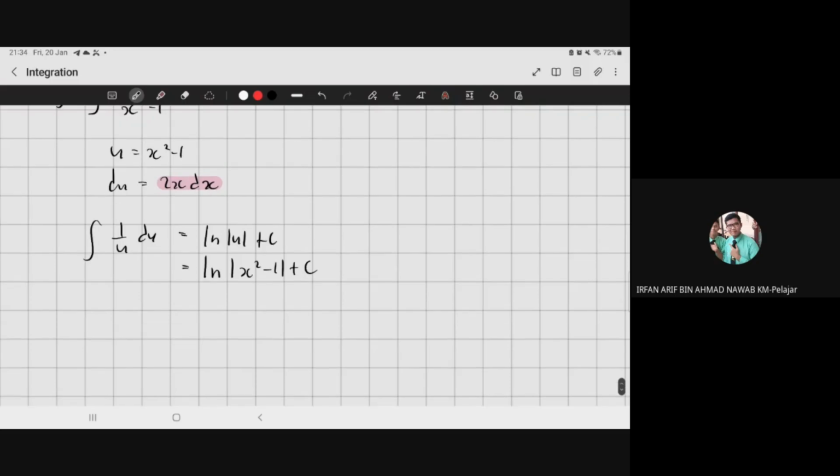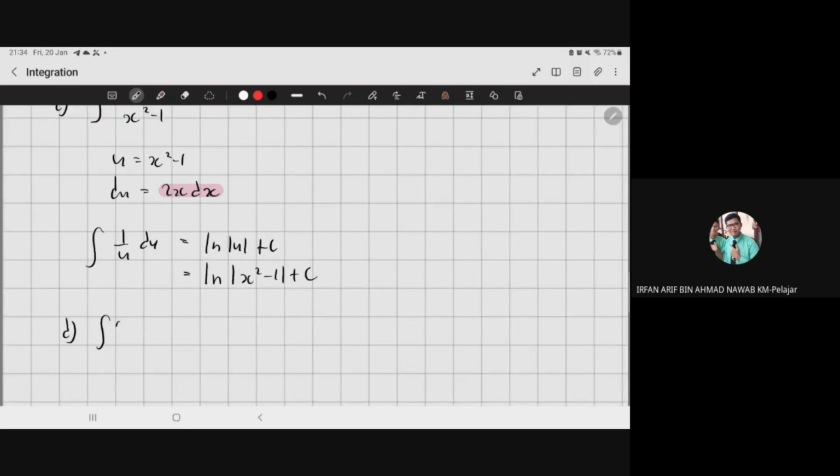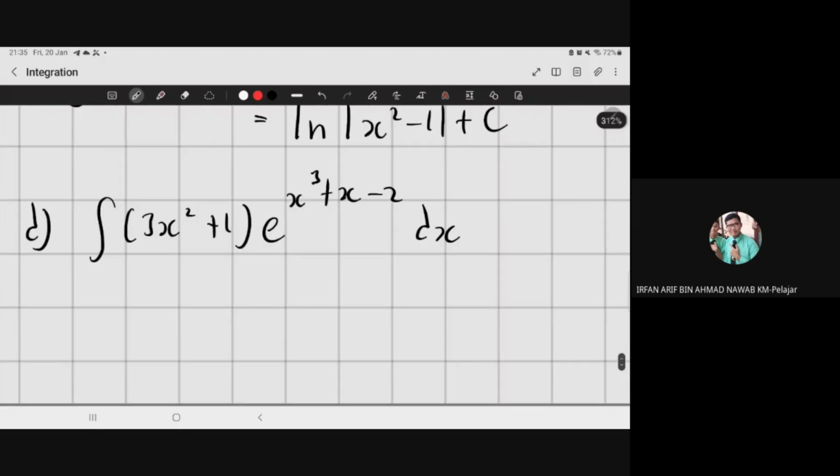Now for D here, we integrate 3x squared plus 1 times e to the power of x cubed plus x minus 2 dx. Now, you see our exponent here and our term here. The relation between these two is that 3x squared plus 1 is the derivative of x cubed plus x minus 2. So let us substitute this power.